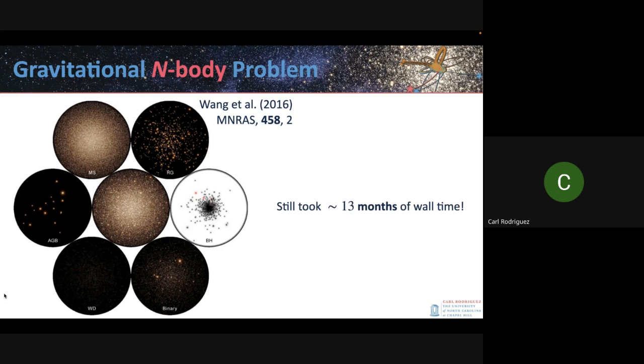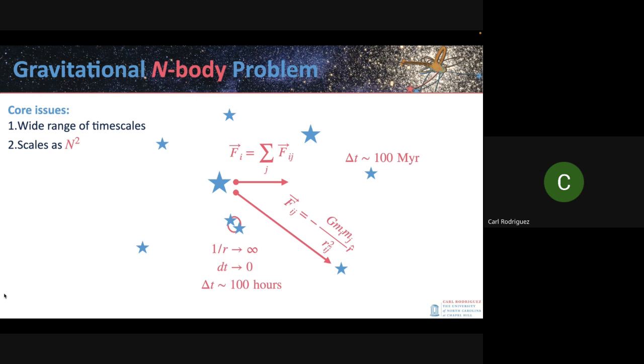The problem is, this still took about 13 months of computer wall time, right? So even though they had a massively parallel GPU computer to run this on, it still took more than a year to actually simulate one of these star clusters over its entire life. So the other thing you can do is go back to the drawing board and come up with ways to try and optimize this problem. And there's a couple of different ways you can do that.